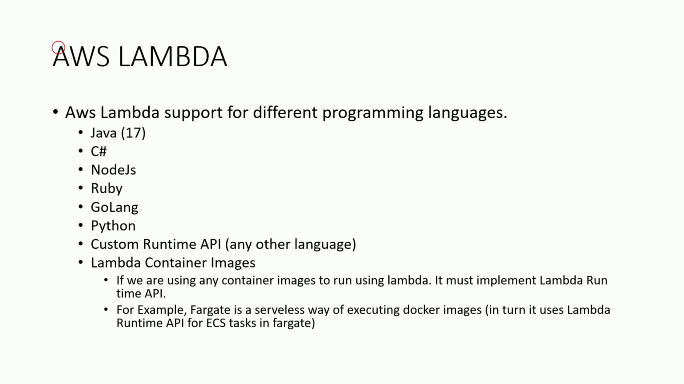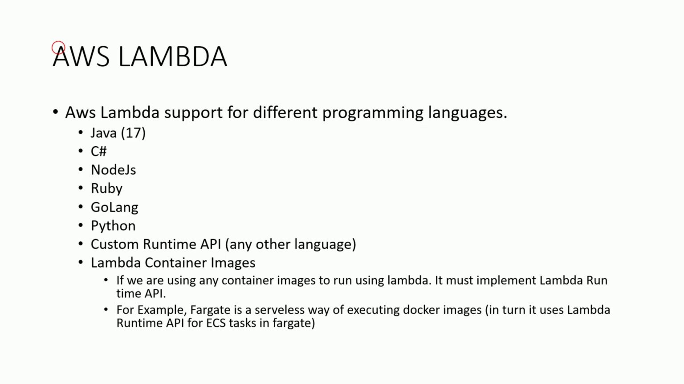Using this custom runtime API, we can write our code in any other language. For example, if your language is not in this list, then you can go for the custom runtime API, and use it to write your code and execute it as a Lambda function. And also, AWS Lambda provides Lambda container images.